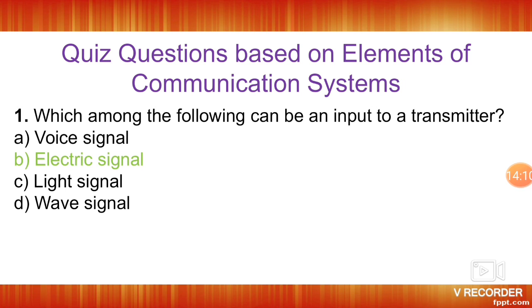Here is a quiz question based upon the session we learnt. Initially we discussed the basic blocks of any type of communication system. In that basic block, three important blocks should be considered: one is the transmitter, another is the channel, and the last one is the receiver.